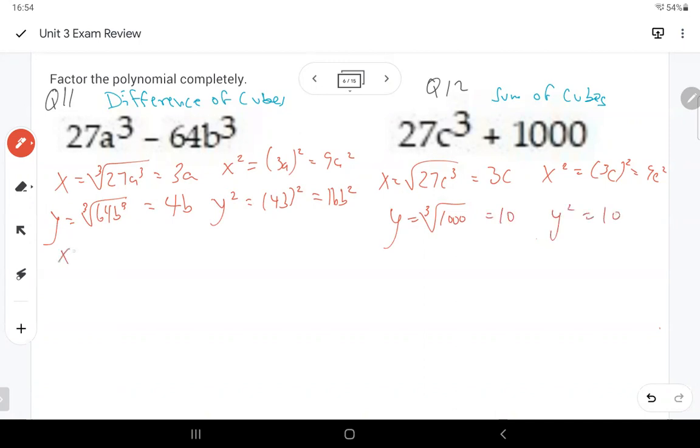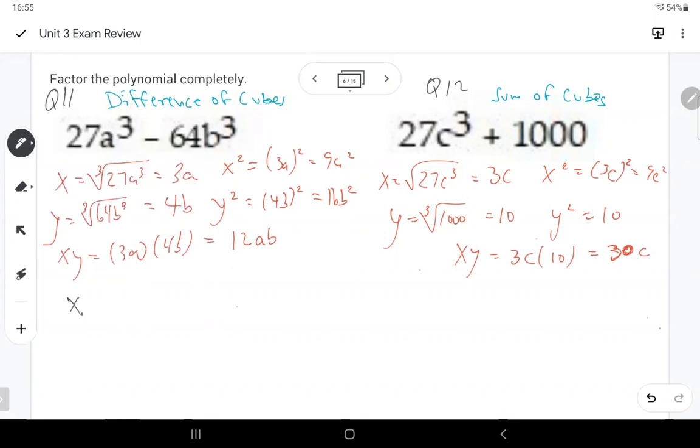And then we also need xy. Remember, in this case, it's just xy. So 3x times 4b equals 12. Oh, sorry, not x. This is a. So 12ab. xy here is 3c times 10, so 30c. And then now we just have to plug it in.